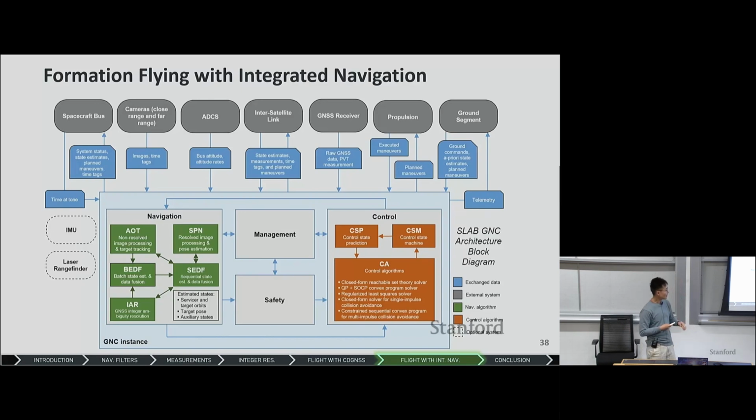And so, not diving into details here because there's just a lot going on, but essentially these are all of the external subsystems that provide software emulated packets to the flight software. These are the data packets that we're interested in, and this is the integrated navigation stack that we have attempted to build.